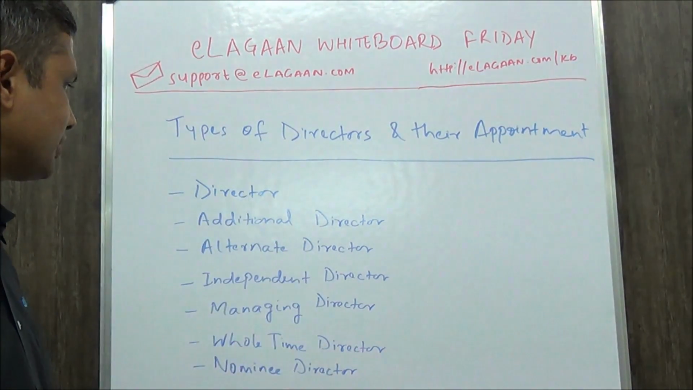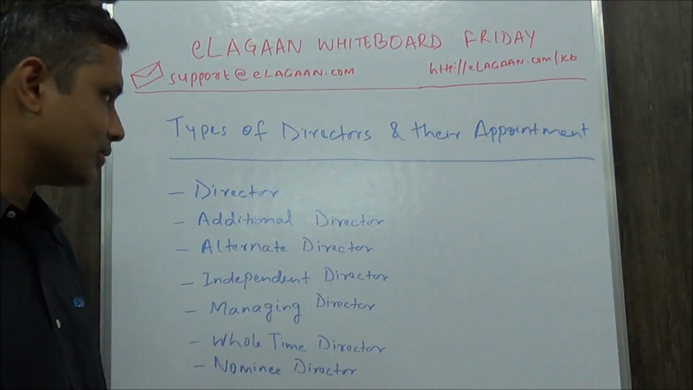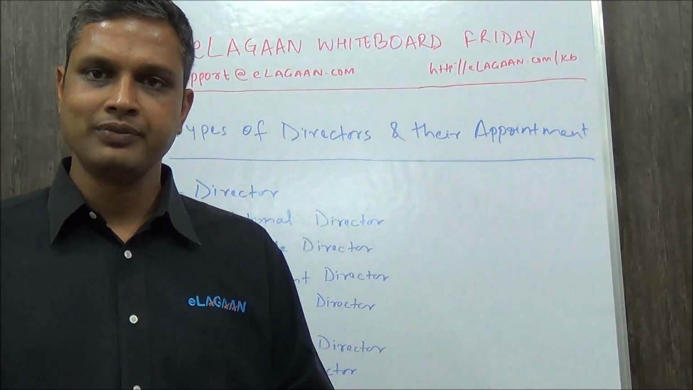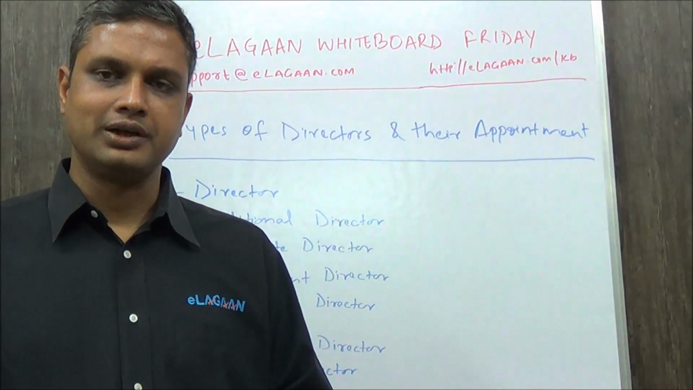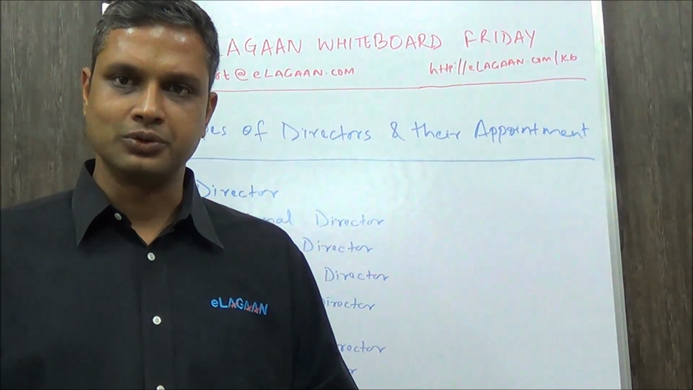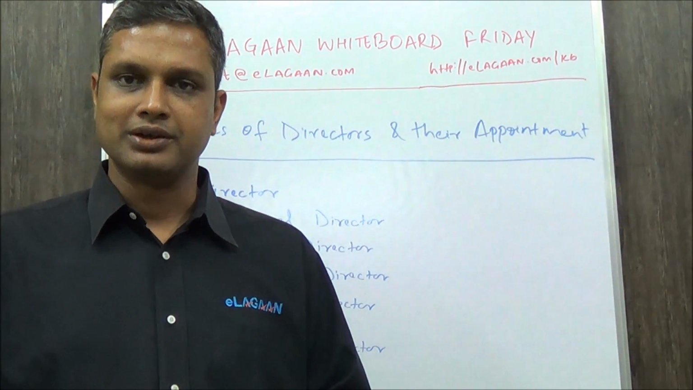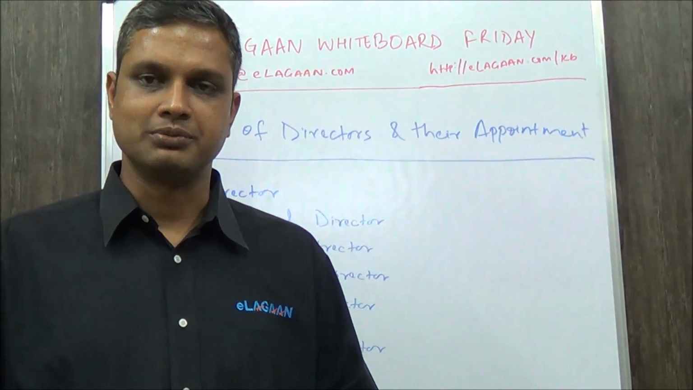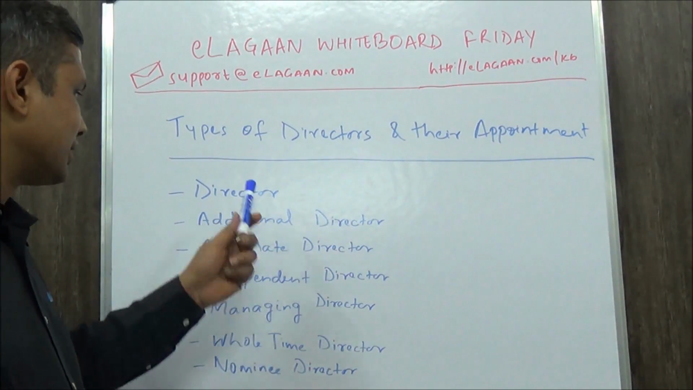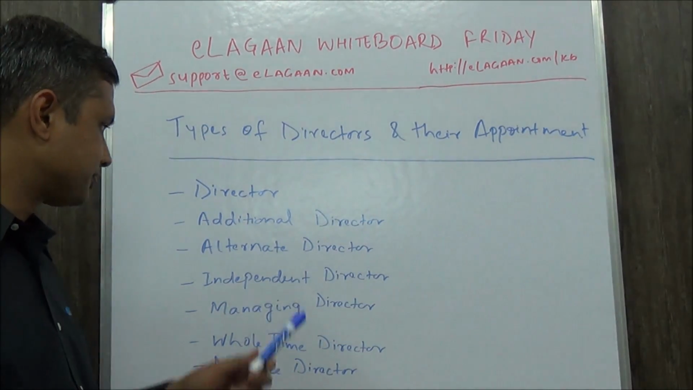So the first and the most common one is just a director, a very plain director. A director is actually appointed by the shareholders of the company. Nobody else has the authority to appoint, except during incorporation, where you mention who is going to be the first directors of the company. If nothing is mentioned, then the persons who are the shareholders or who subscribe to the memorandum and articles are deemed to be the first directors of the company. So that's about the first director, which is appointed by the shareholders.